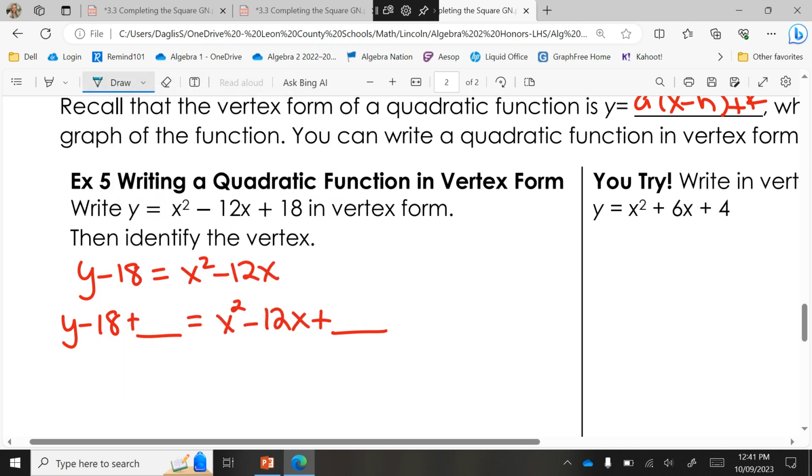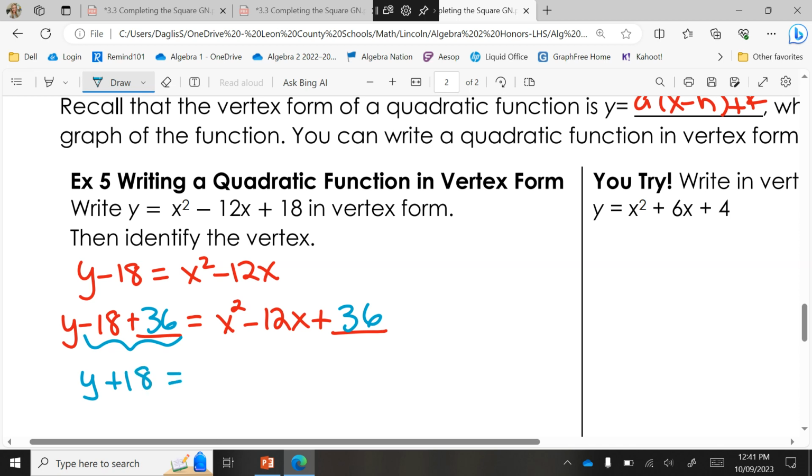What perfect square are we bringing in? Where did 36 come from? Taking 12, cutting it in half, and then squaring it. So negative 6 squared is 36. You still do it to both sides. If you're bringing in something new, you have to bring it into everything. All right, so the side with the y, what is that now going to look like? Y plus 18, because we can combine like terms right here.